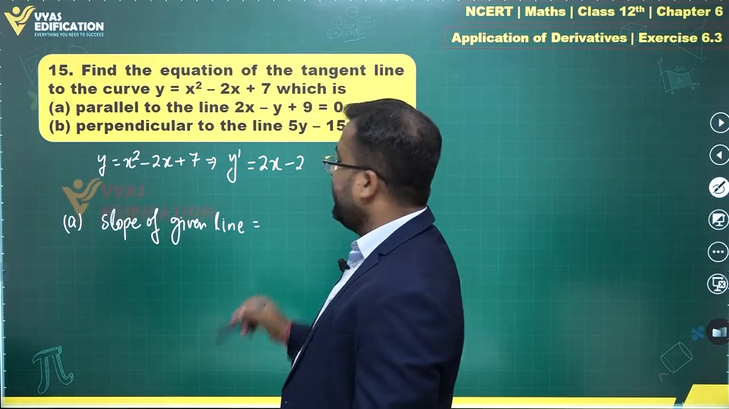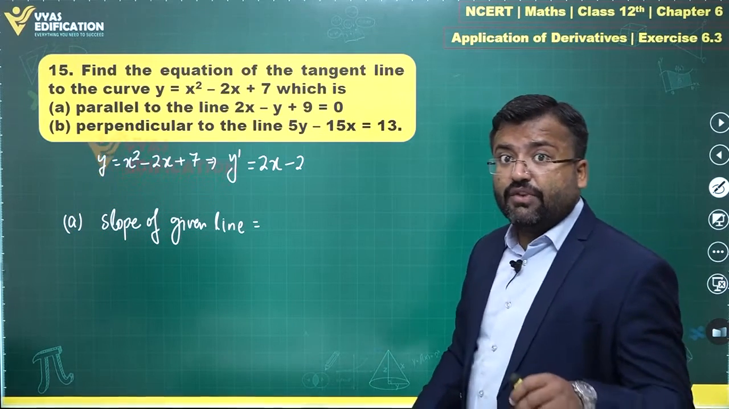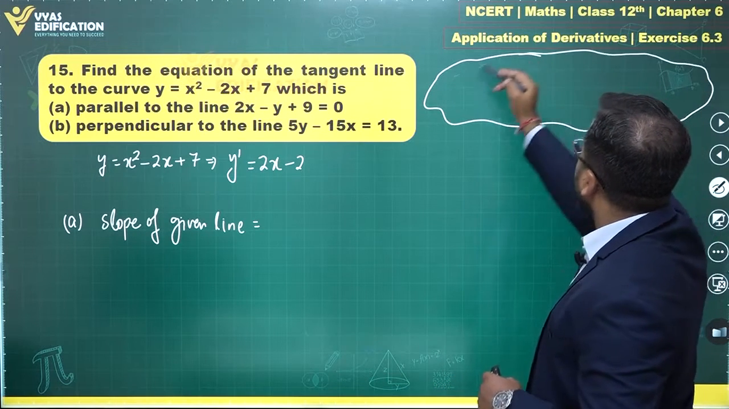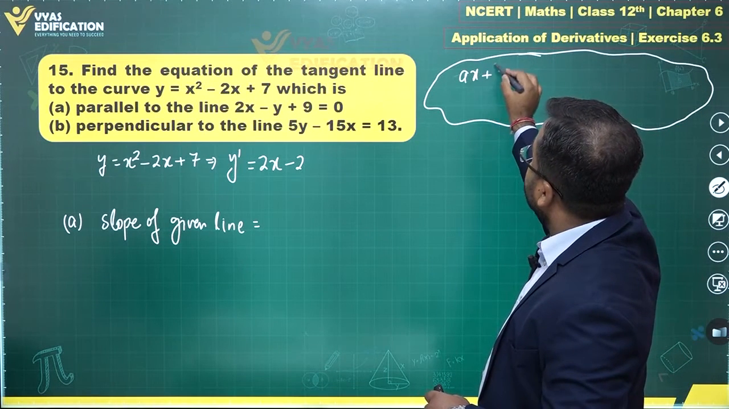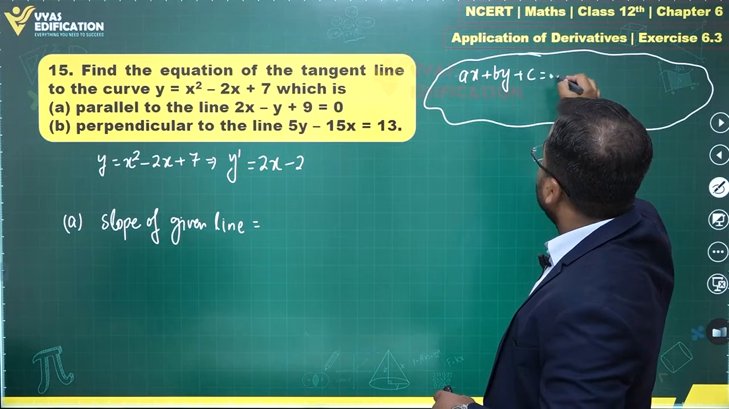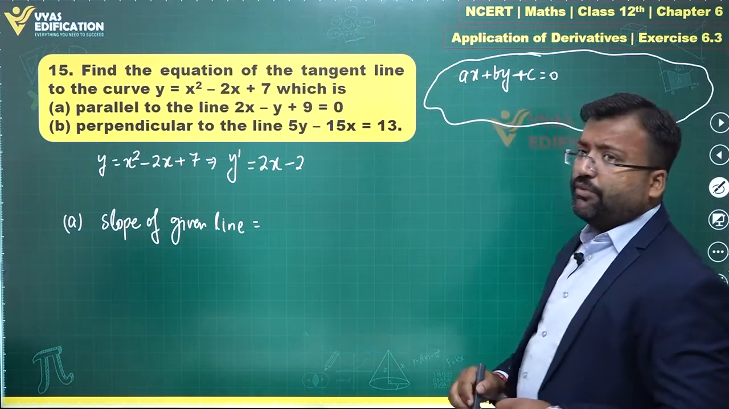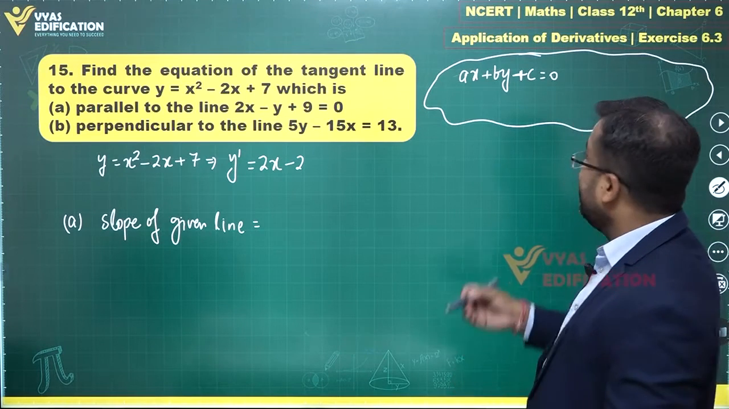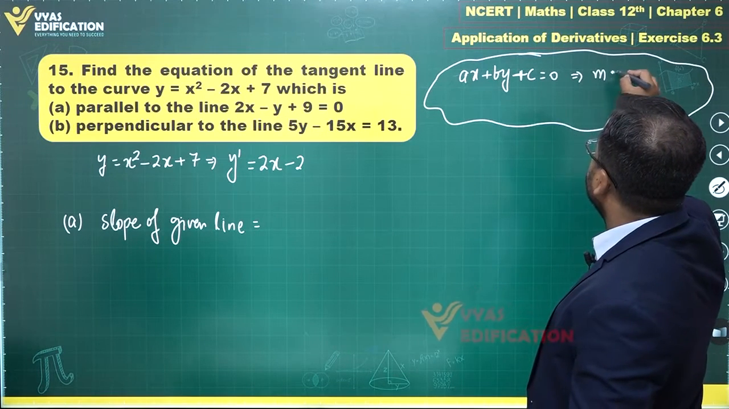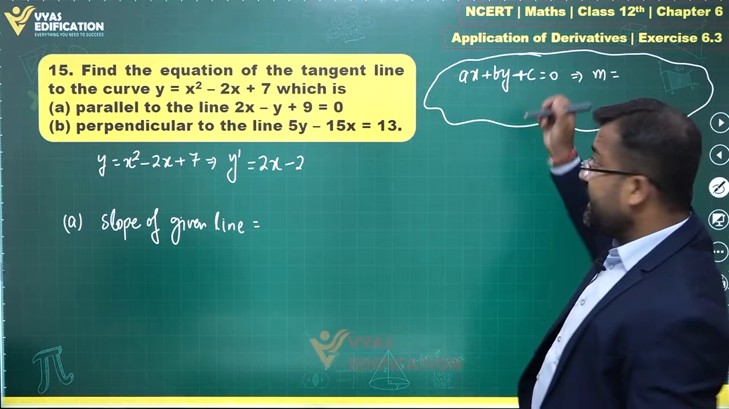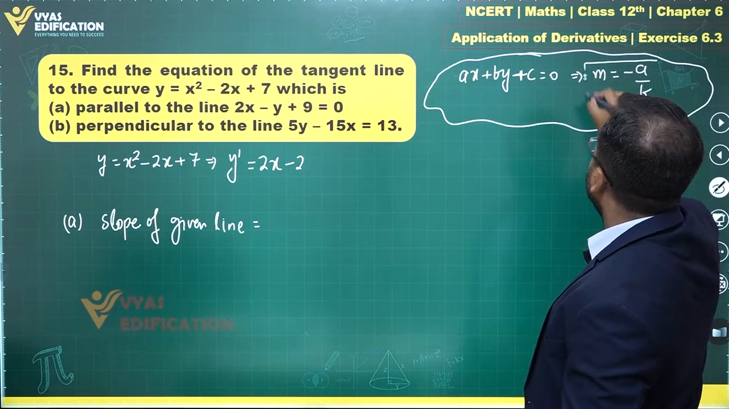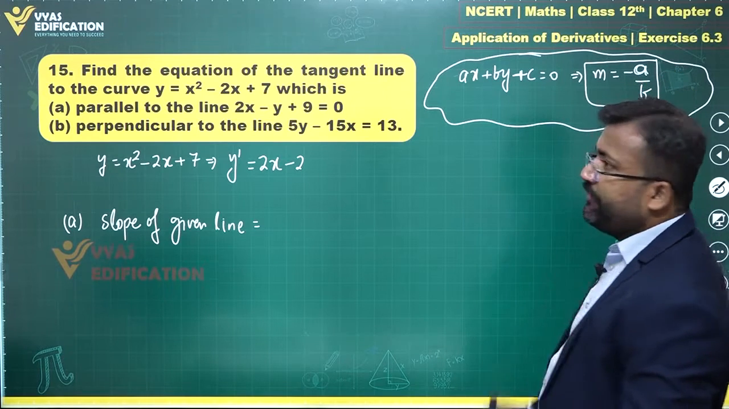What is the slope of given line? Now, for finding the slope of given line, you should be aware of one important concept. And what is that important concept? Ax plus by plus c equal to 0. This particular equation. For this particular equation, what is the slope? You're not aware of the slope directly, but you can find the slope using this idea over here. And how do I get that result? I'll explain that. This is minus a by b. This is the slope of this line.